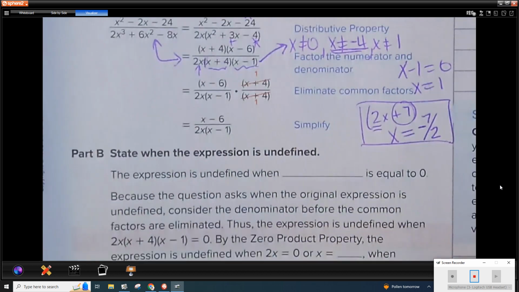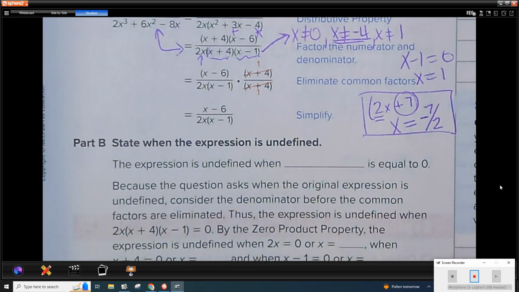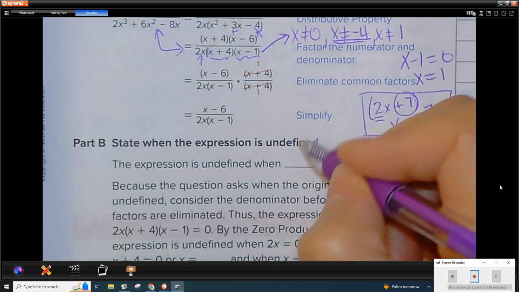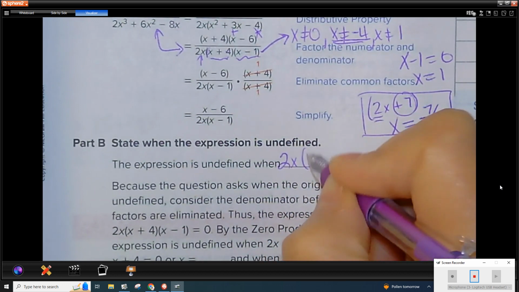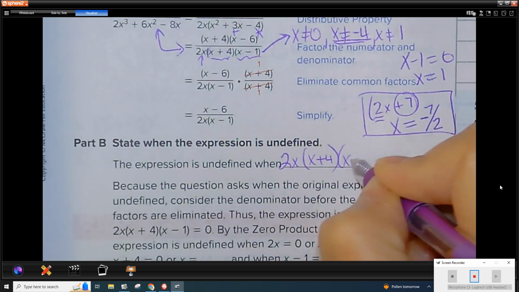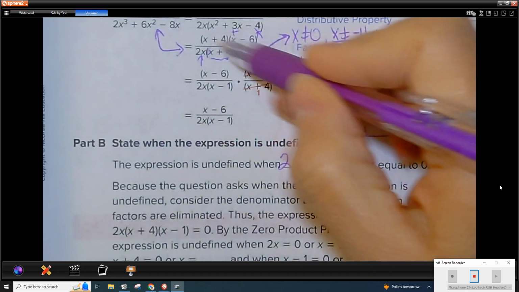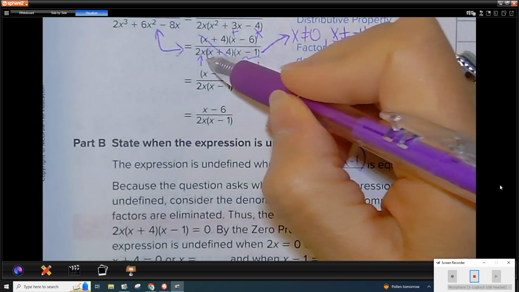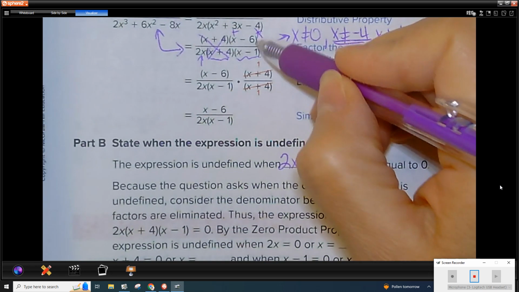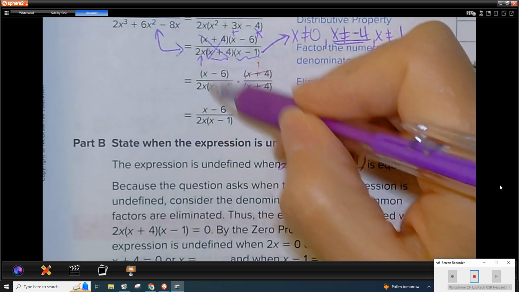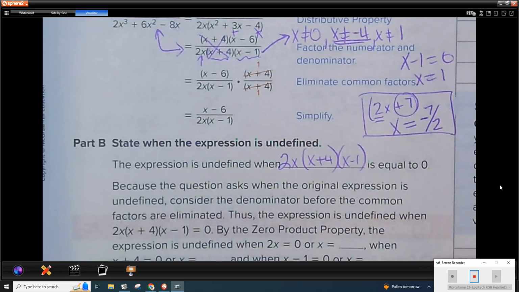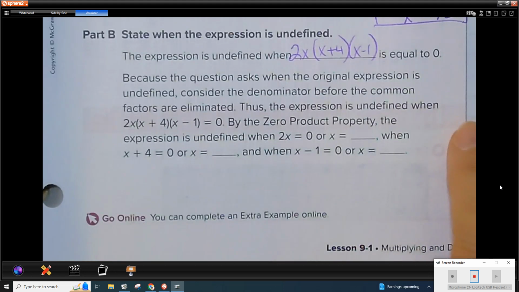This paragraph just explains what I did. Okay, so we have our denominators 2x, x plus 4, x minus 1. When we wrote it all like this, the x plus 4's cancel, so all I have left in the numerator is x minus 6, and the denominator is a 2x and x minus 1. This is easier to see.